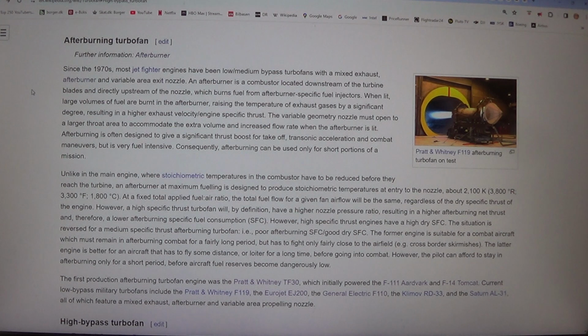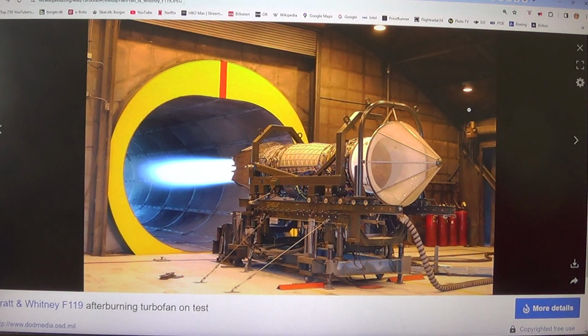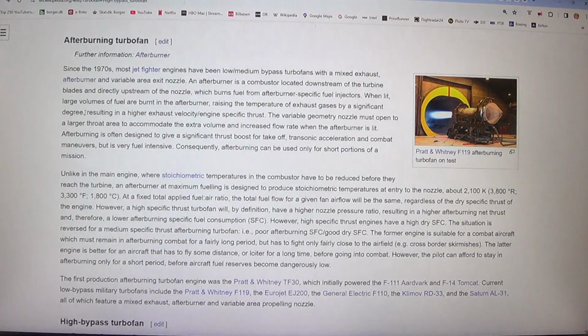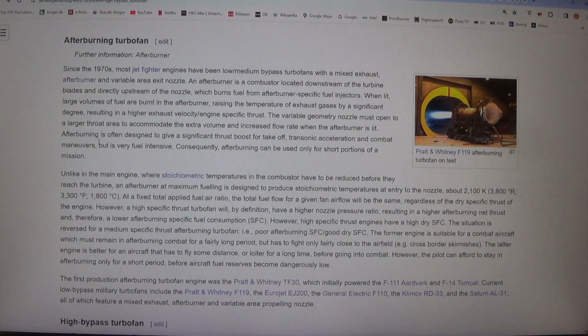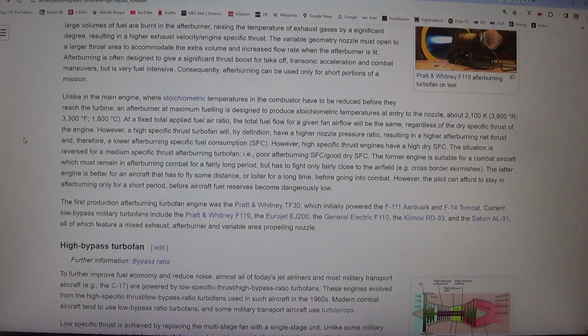Higher engine-specific thrust. The variable geometry nozzle must open to a larger throat area to accommodate the extra volume and increased flow rate when the afterburner is lit. Afterburning is often designed to give a significant thrust boost for takeoff, transonic acceleration and combat maneuvers, but is very fuel-intensive. Consequently, afterburning can be used only for short portions of a mission.